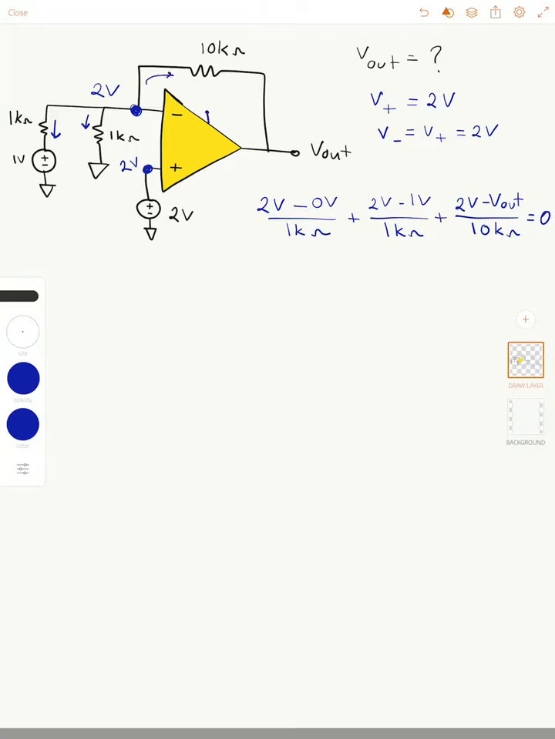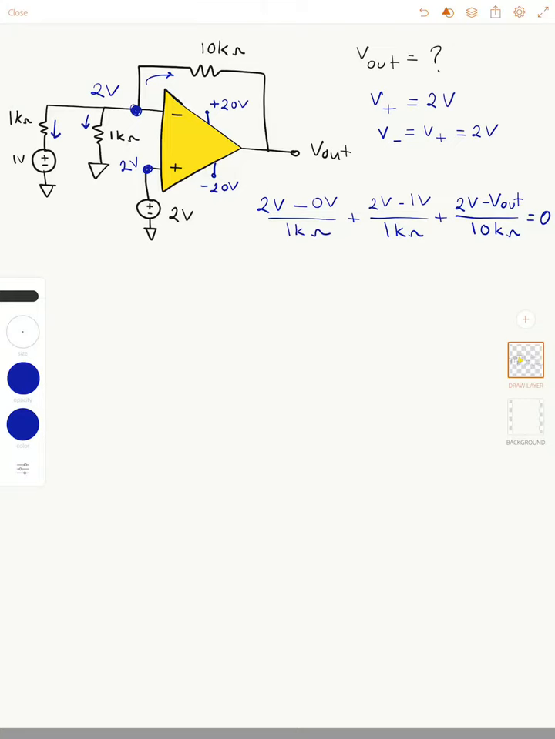I have not specified the supply voltages. For this case, you can assume that I have plus 20 volts, minus 20 volts. So in every op amp circuit, you have to have power on this op amp, otherwise the operation amplifier doesn't function.